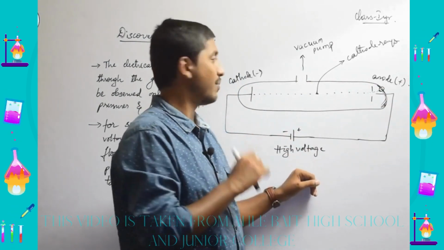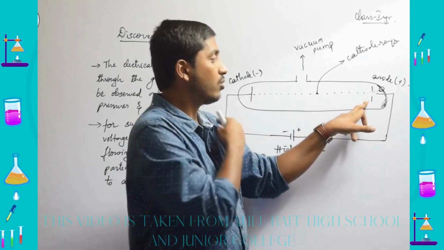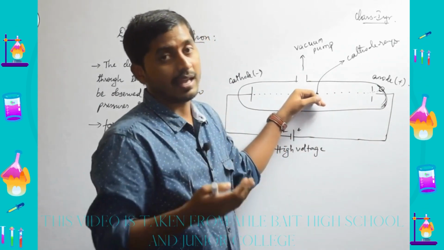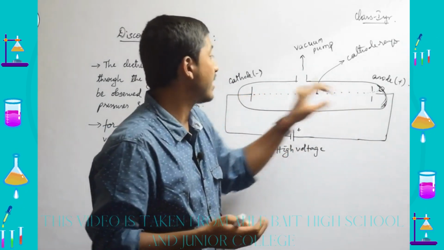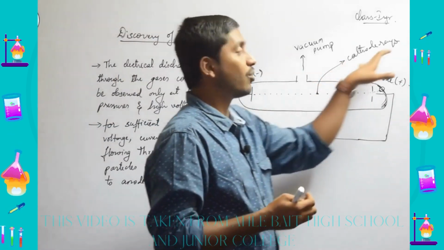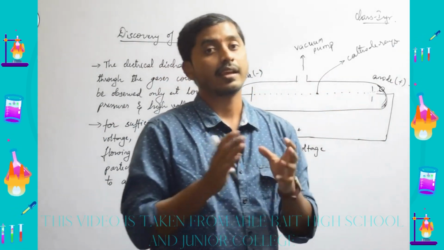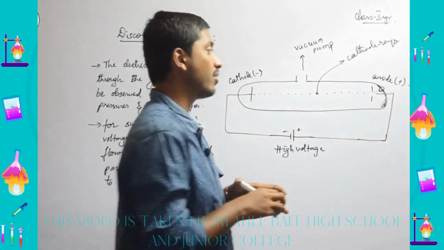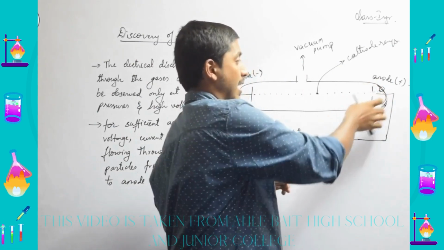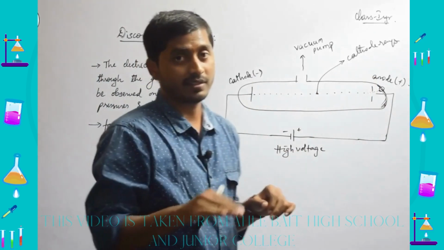From where did this current come? He observed that there is a stream of particles flowing from cathode to anode. Since the glass is transparent, we can see some ray passing from cathode to anode. He named this stream of particles the cathode ray. After that he did one more thing: he made a small gap and coated the back of the glass with zinc sulphide.